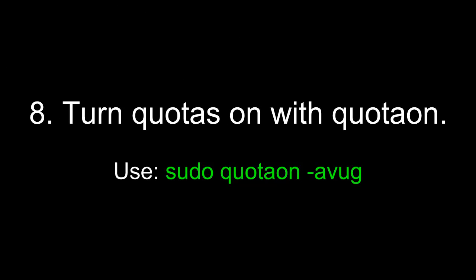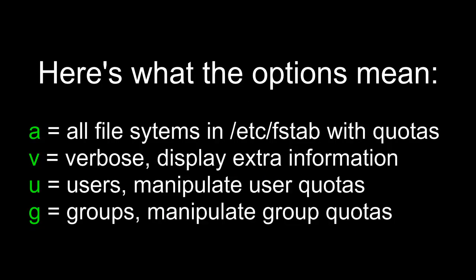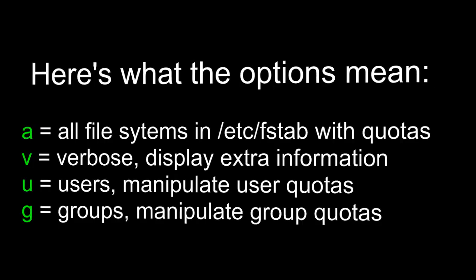Turn quotas on with quotaon. Use sudo quotaon -avug. Here's what those options mean. Lowercase a means all file systems in the etc fstab file with quotas enabled. Lowercase v means verbose, in other words, display extra information. Lowercase u means manipulate user quotas, and lowercase g means manipulate group quotas.